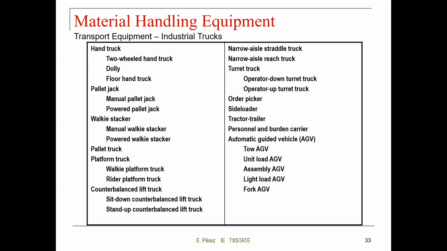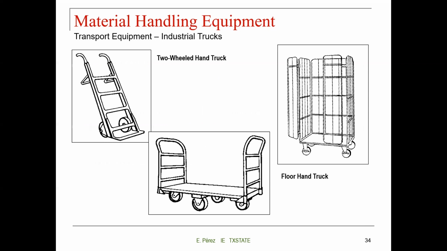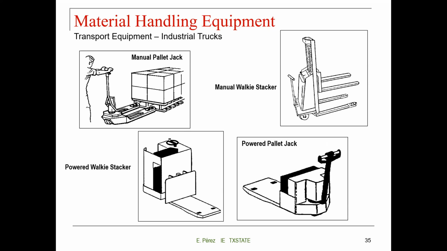So for example, commercial trucks are licensed to travel on public roads. So here's again the list of different types of industrial trucks. Here are some examples: the two-wheel handle truck and the floor hand truck. These are pretty common. We have the manual walkie stacker, the power walkie stacker, or the powered pallet jack.